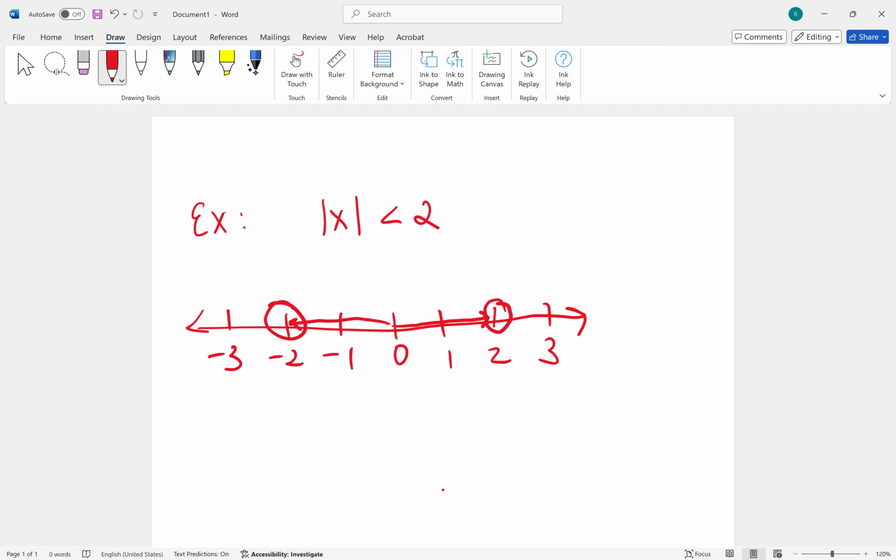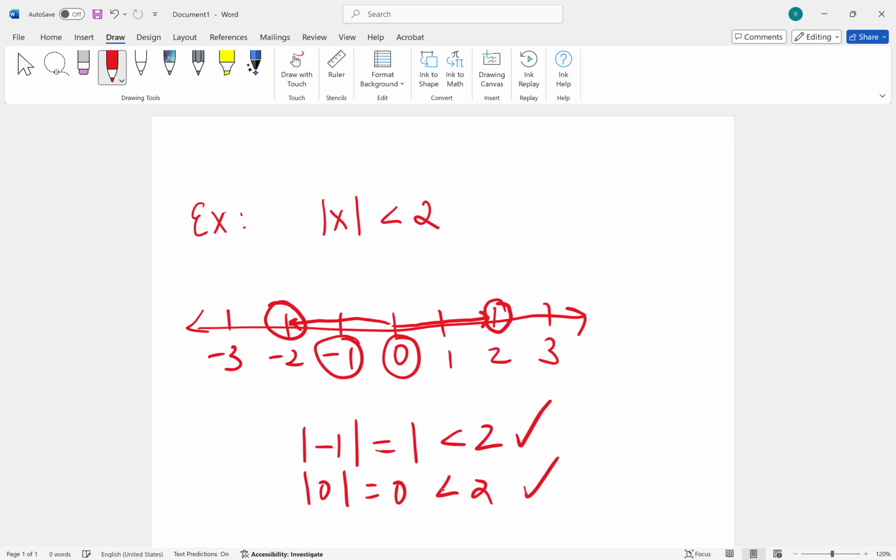So anything in between. So for example, -1 is in between, right? What's the absolute value of -1? It's 1. And 1 is less than 2. Let's pick 0. The absolute value of 0 is 0. 0 is less than 2. Every single one of these numbers between -2 and 2 has a distance less than 2 from 0. So they're all going to check out. But since it's strict, right, there's no equal to sign underneath this inequality, we're not including -2 and 2.